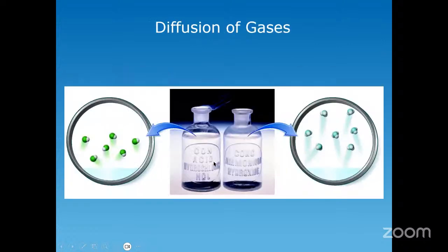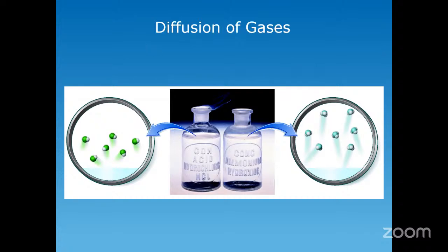Now, here's a very interesting situation here. I want you to think about this and see if you can come up with an explanation why we observe what we observe. So what we have here are two bottles, one containing concentrated hydrochloric acid, the other one containing concentrated ammonium hydroxide, all right?